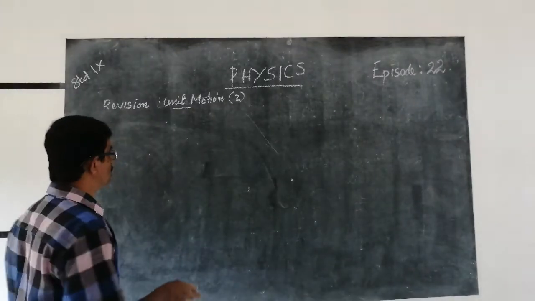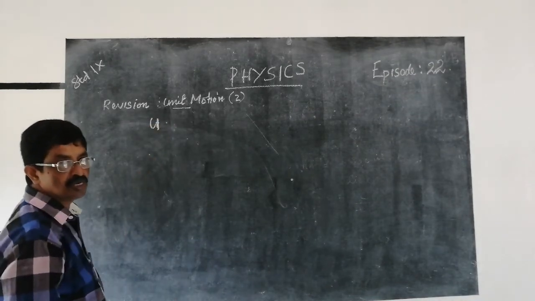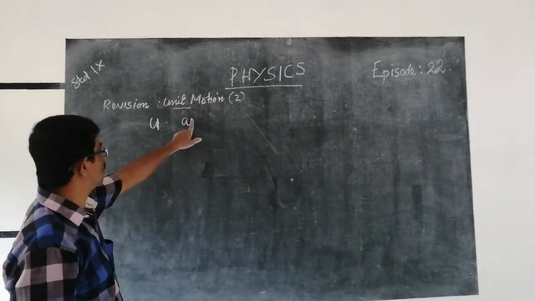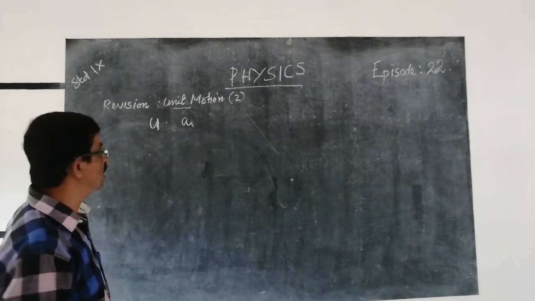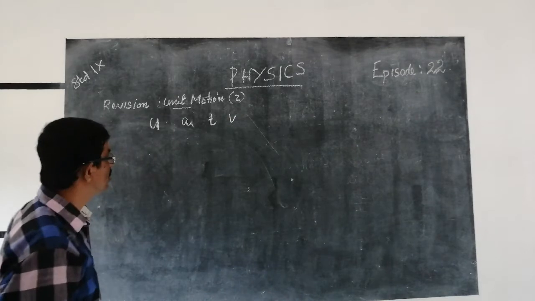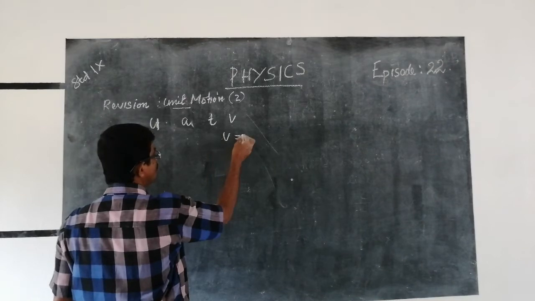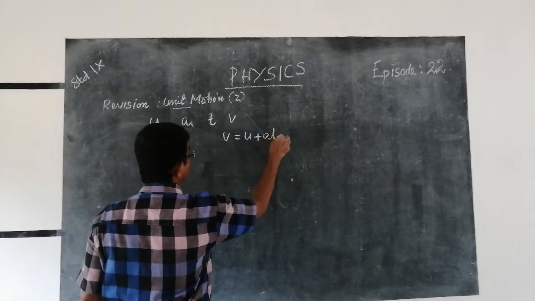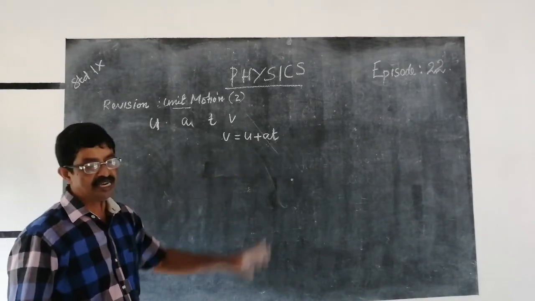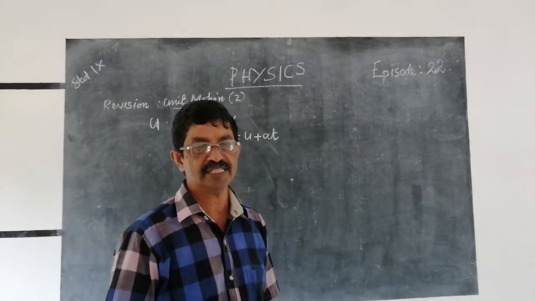and if it starts with a velocity u and it is accelerated at the rate a, then after a time t its velocity becomes v. Then these quantities we can represent by the equation v equal to u plus at.